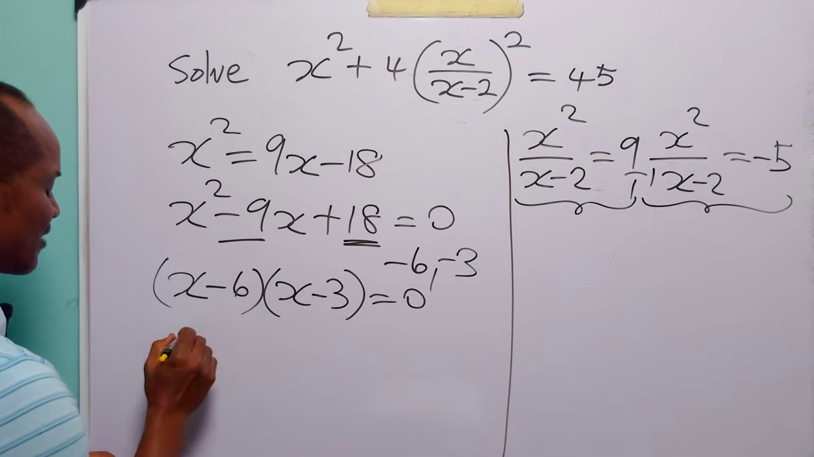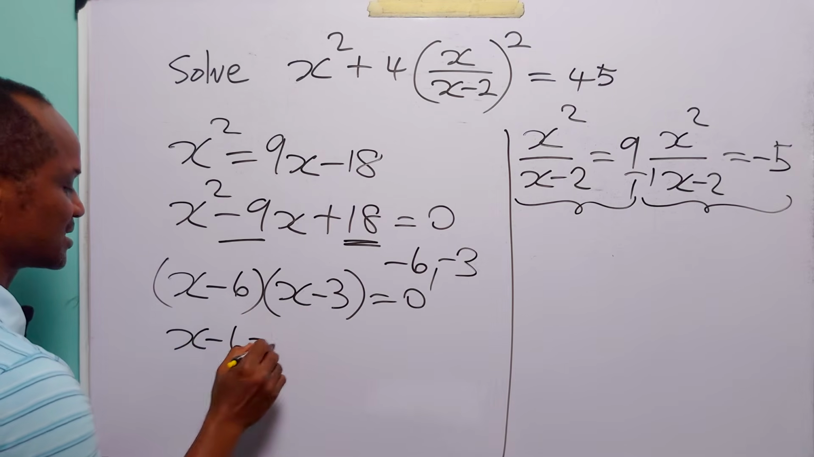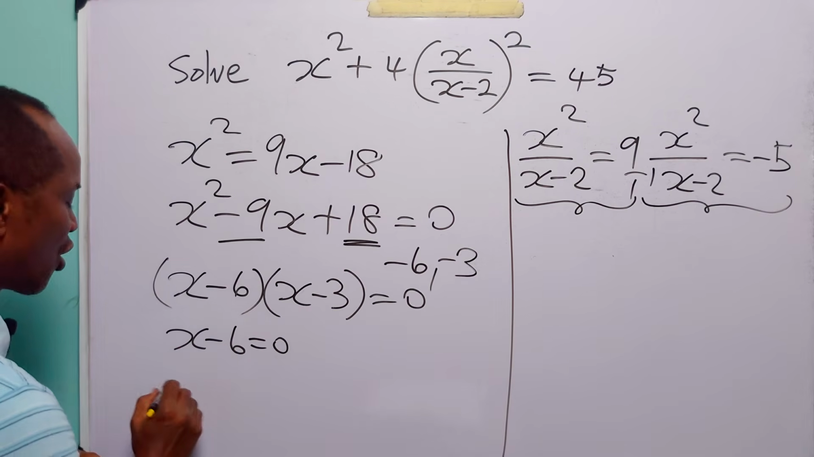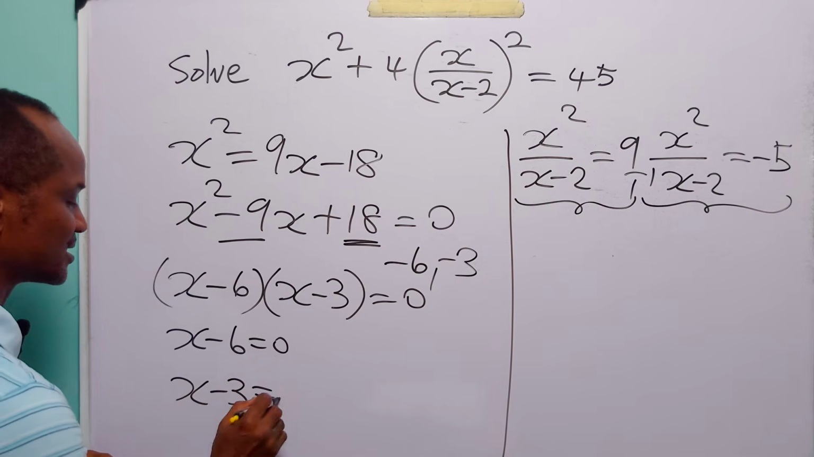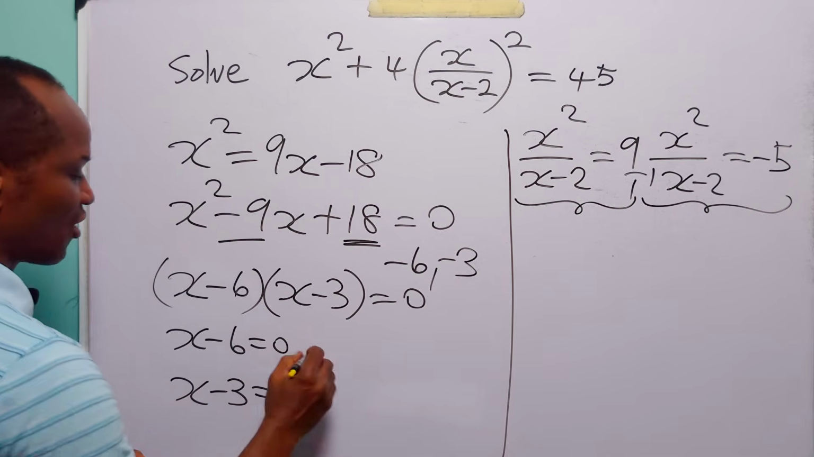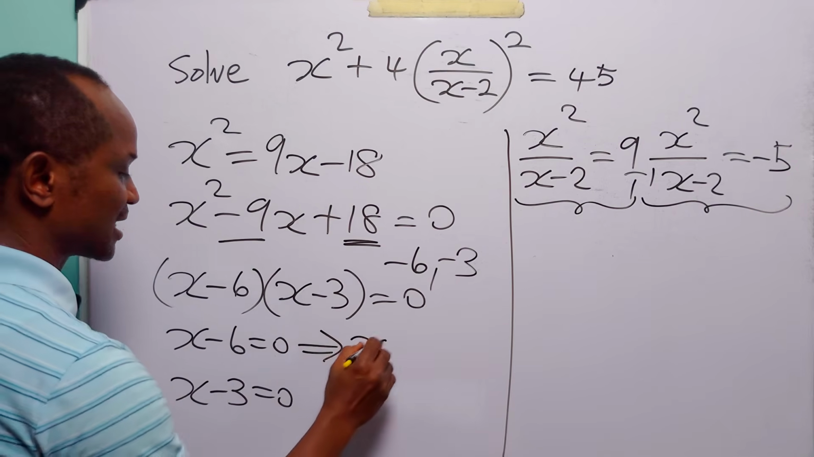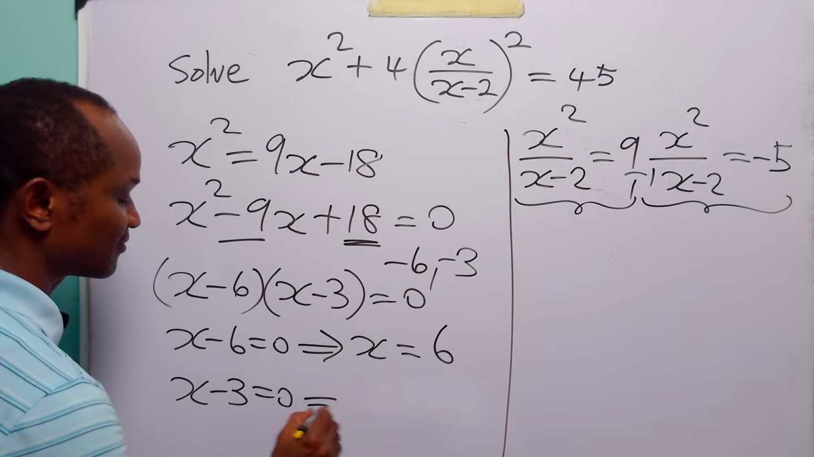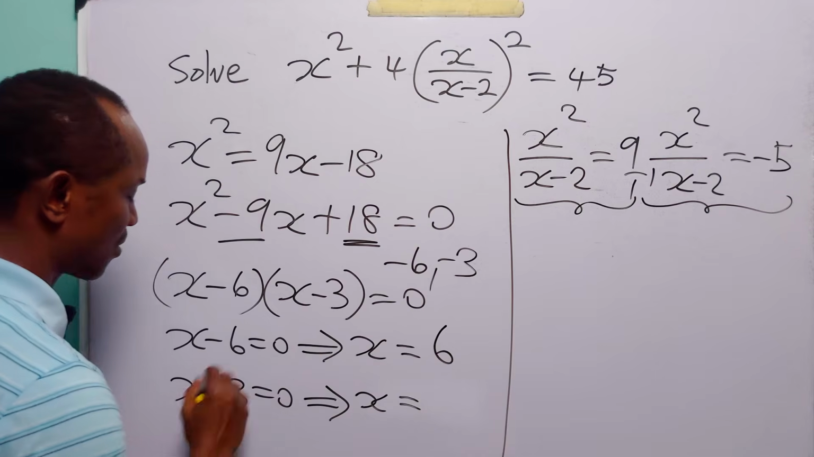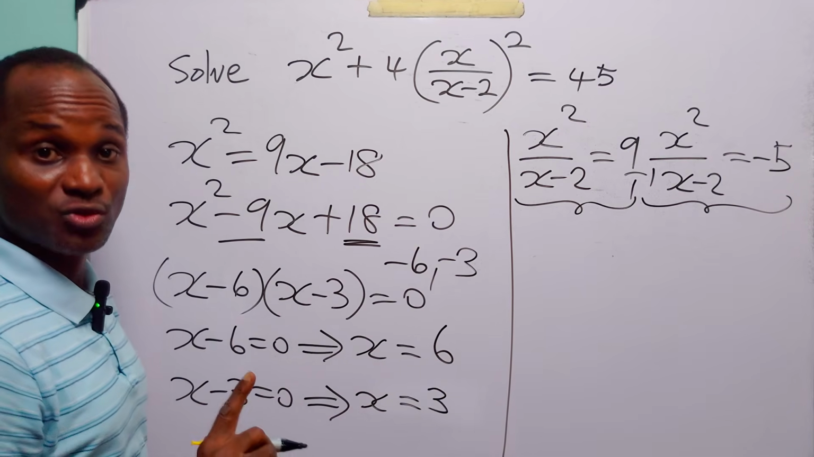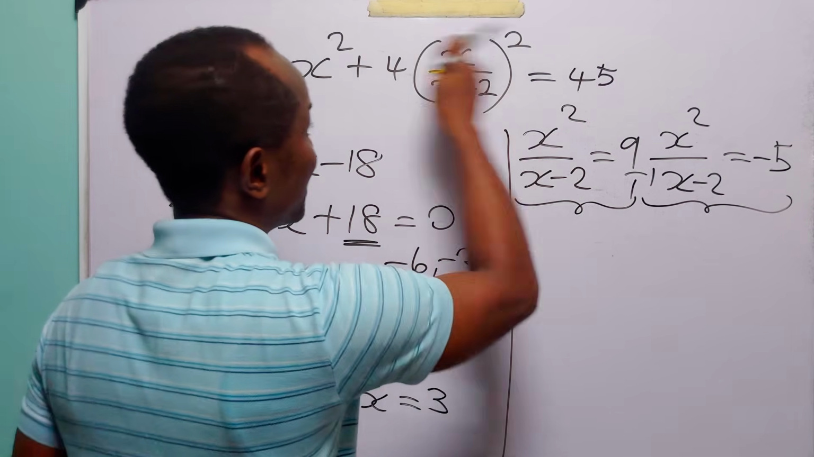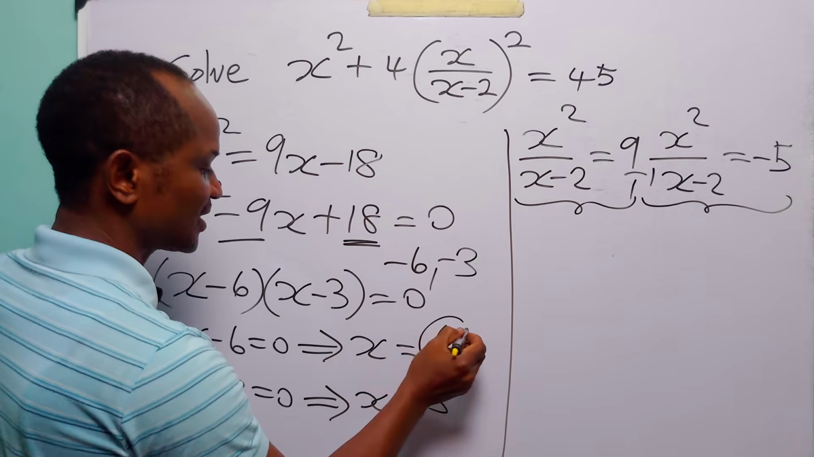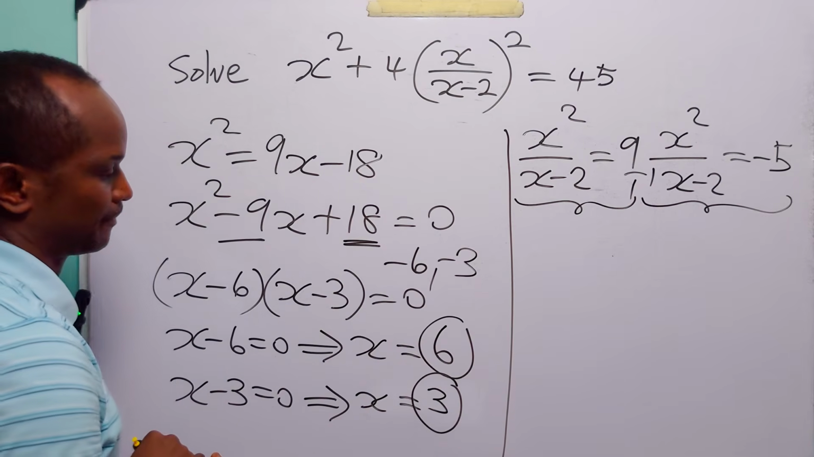And of course, from here we have that either x minus 6 is equal to 0 or x minus 3 is equal to 0. Of course, this gives us that x is equal to 6, and this gives us that x is equal to 3. So we have two values of x that satisfy this equation, 6 and 3.